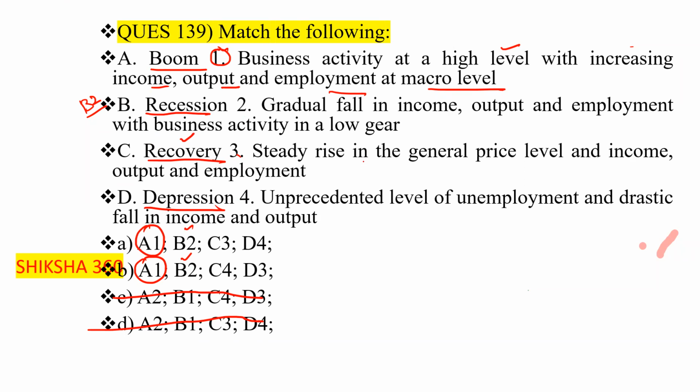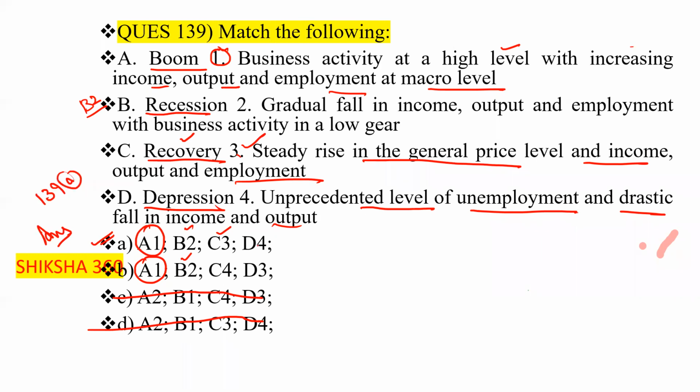Recovery is either a steady rise in the general price level and income, output and employment, or an unprecedented level of unemployment and drastic fall in income and output. In recovery there is a rise, a steady rise in income, output and employment. So C is 3. So option number A is the correct answer, 139A.